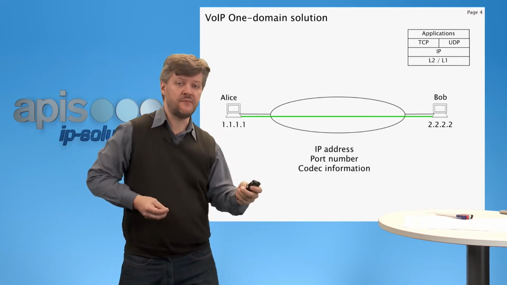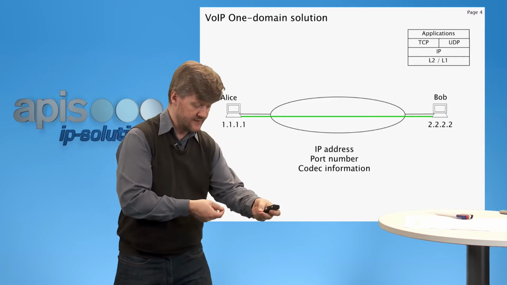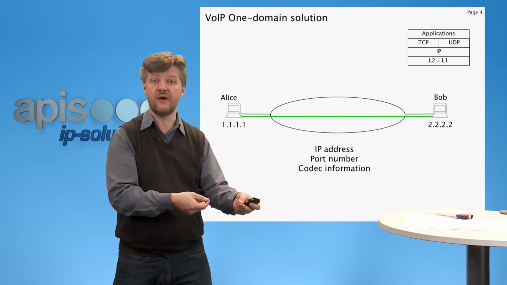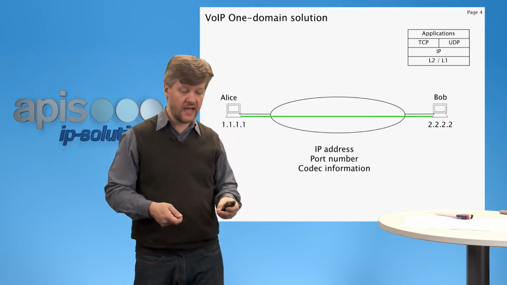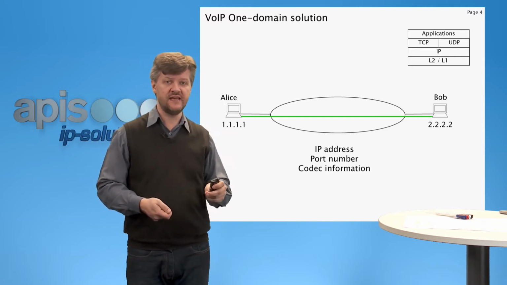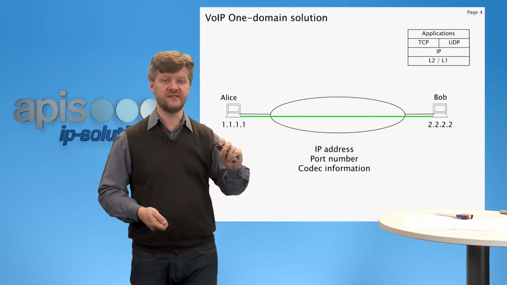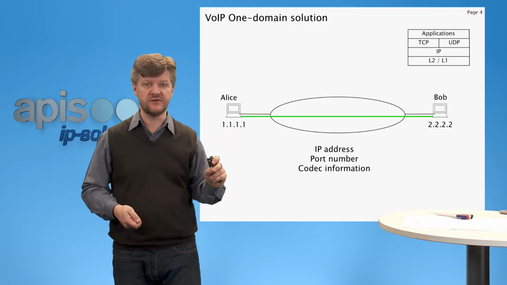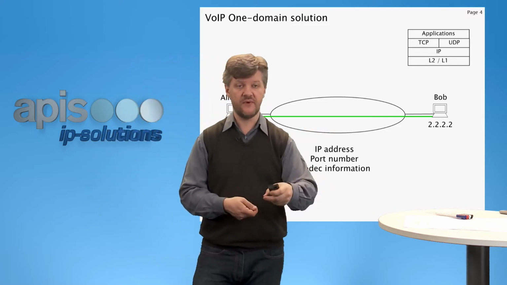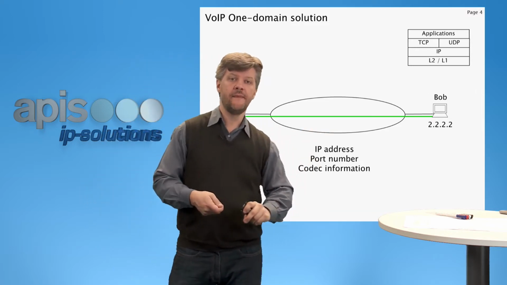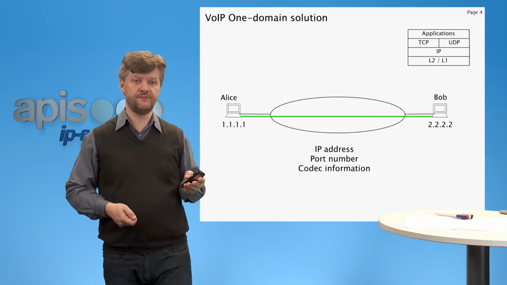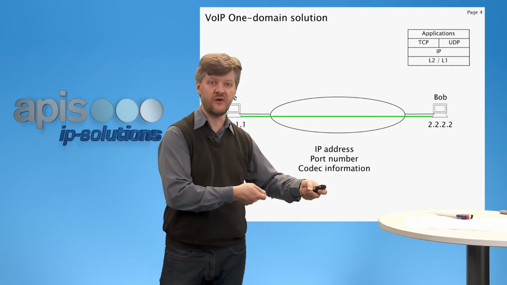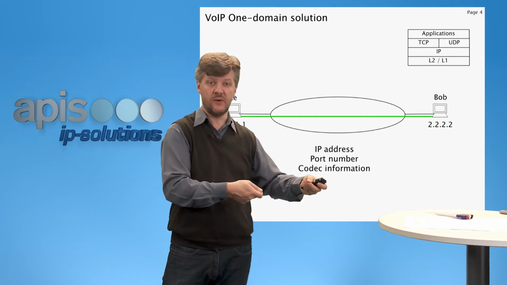If they could meet up in the woods and just swap small pieces of paper with each other, and on those pieces of paper it only said, I'm Alice, this is my IP address, this is my port number, this is the codec I want to use, and Bob did the same thing, only it started with, hello, I'm Bob, they would be able to do this. That would be the signaling protocol, meeting up in the woods and exchanging small pieces of paper.